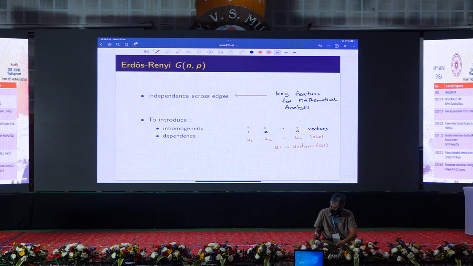Then I say the following: vertex i will connect with vertex j. The way I introduce dependency, in the simplest form, is that they connect with probability some function h of ui, uj. What is h? h is a function I take in the beginning, from 0, 1 squared to 0, 1. This is what's called a graphon.